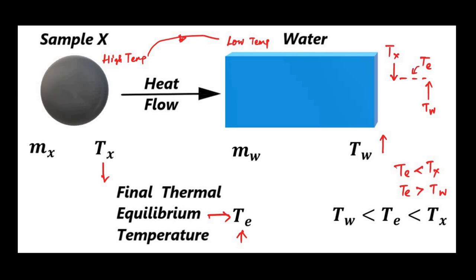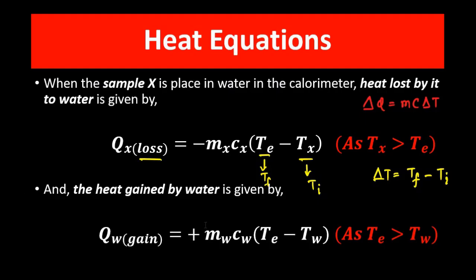Okay, the heat is lost by the sample, but the water gains heat. Okay, the water gets heated. So here the heat gained by the water is also expressed in a similar way using this formula, delta Q is equal to mc delta T. Here we take the mass of water, the specific heat of water, and again the final and initial temperatures. This is the initial temperature of water, Tw, the lower temperature, and this is the final temperature, Tf.